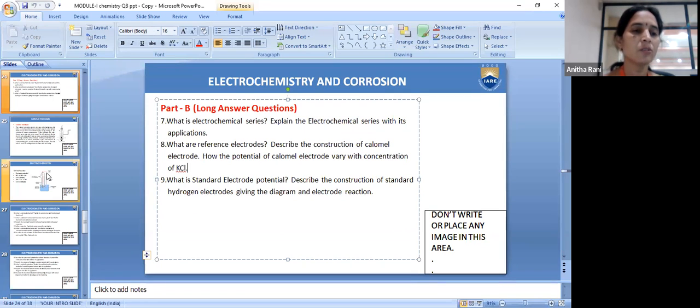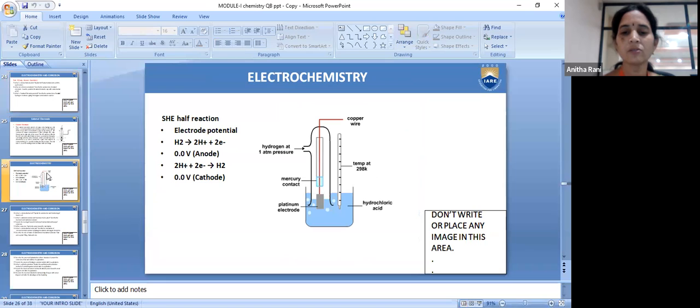Now, describe the construction of standard hydrogen electrode. Students, do you know how to construct a hydrogen electrode? What are we taking in the beaker? Hydrochloric acid.